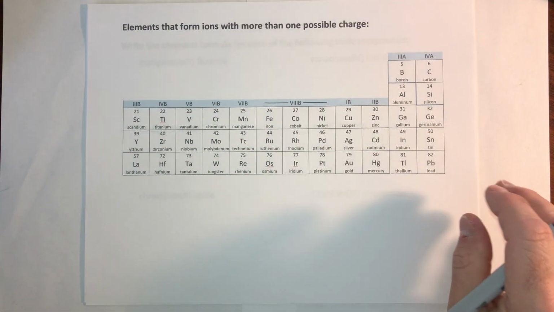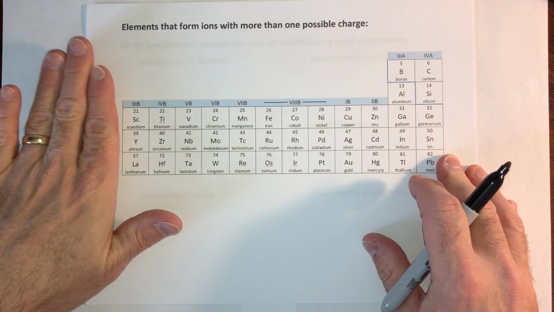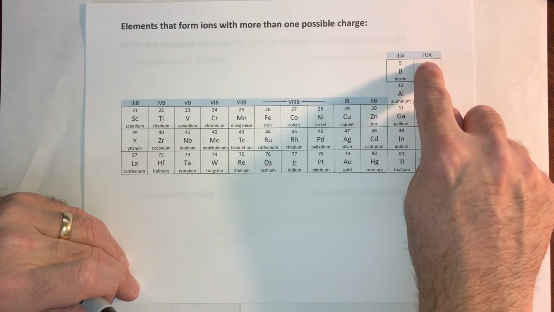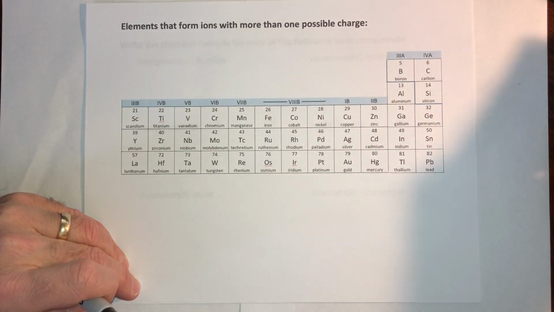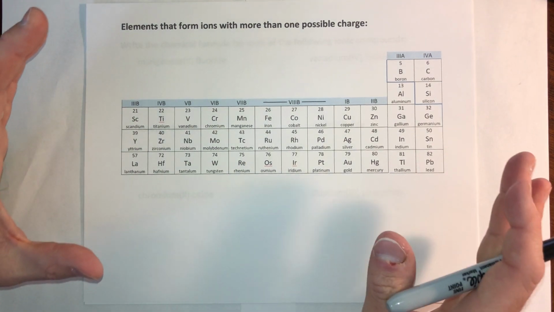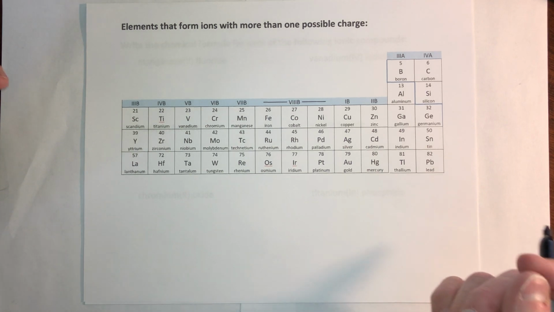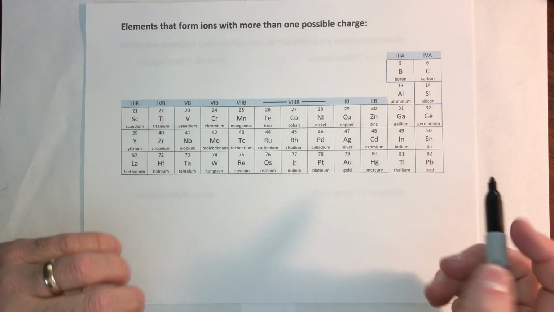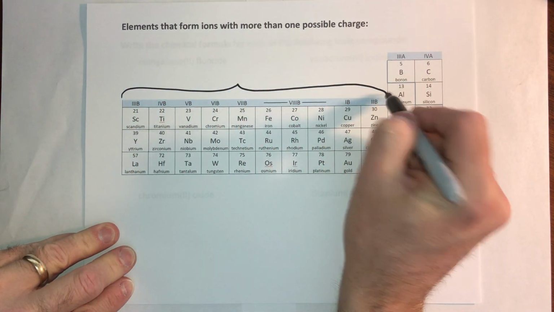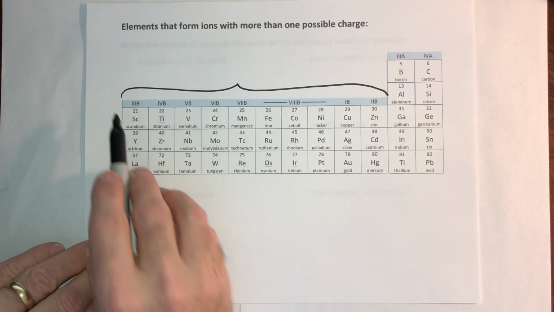So what I've got here is just a piece of the periodic table, right? Group 1A and 2A would be over here on the left, and then I've got group 3A, 4A, 5A, 6A, 7A over on the right. The reason why I focus on this piece of the table is because the majority of the metals that can form more than one ion are the Bs. So right here in the middle of my periodic table, there are the columns, the groups labeled with Bs.